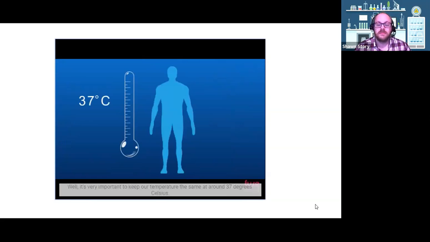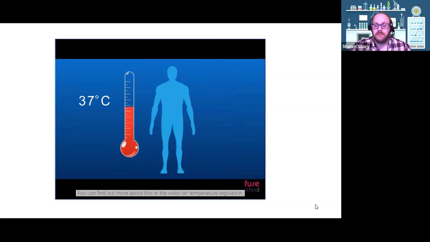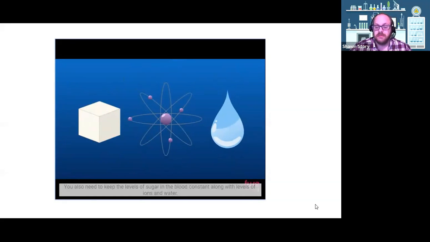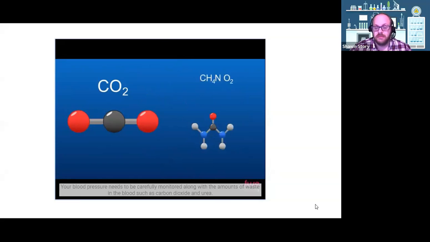So what kind of things need to be kept constant in the body? Well, it's very important to keep our temperature the same at around 37 degrees Celsius. You can find out more about this in the video on temperature regulation. You also need to keep the levels of sugar in the blood constant along with levels of ions and water. Your blood pressure needs to be carefully monitored along with the amounts of waste in the blood, such as carbon dioxide and urea.